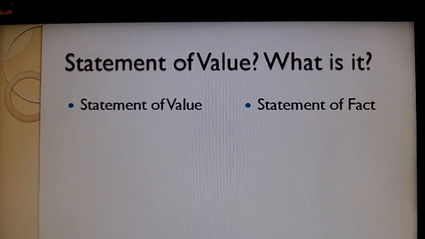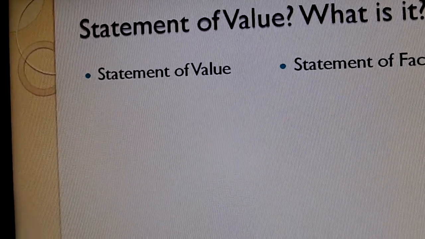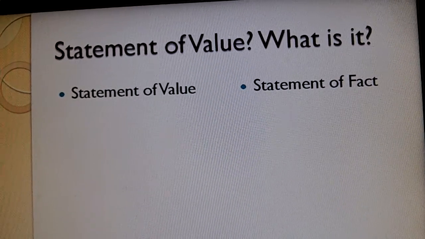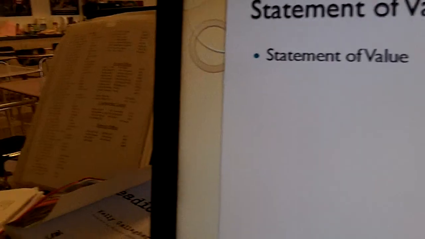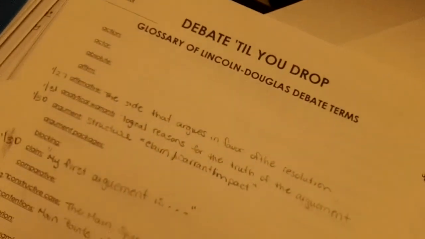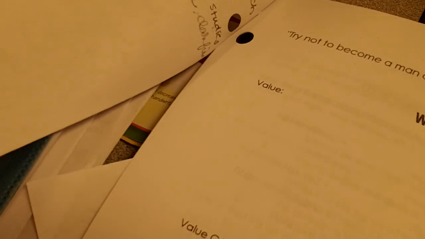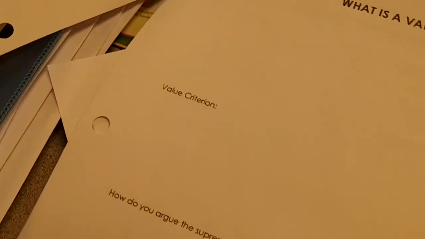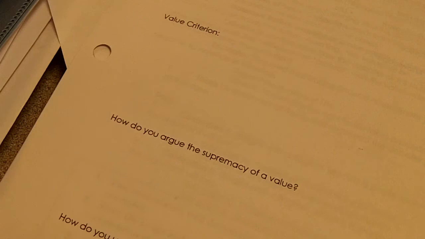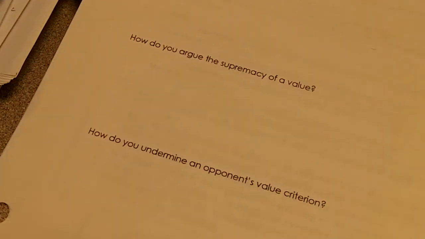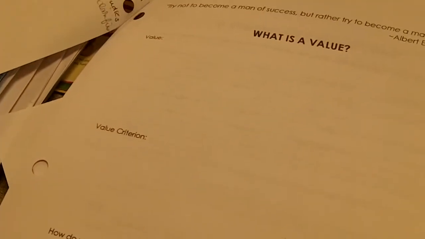Okay? So here's what I know: when we're relating a statement of value, maybe we need to talk about what it is and what it's not. Now here's something that you can do. You remember that debate till you drop packet? There it is. You might want to have this because there is a whole section on what a value is. We're going to be talking about values, value criterions, how to argue the supremacy of a value, and how to undermine an opponent's value criterion. So we're going to be able to fill all of this in, but you're going to have to use your notes in order to do that. Okay, so here we go.